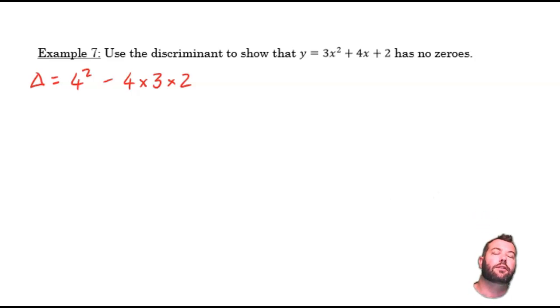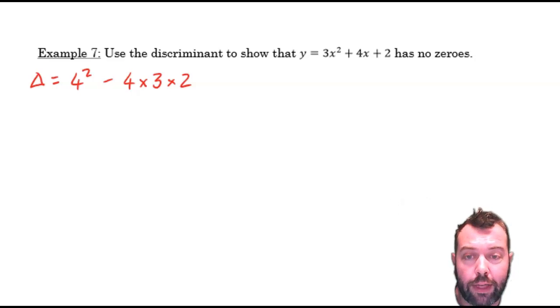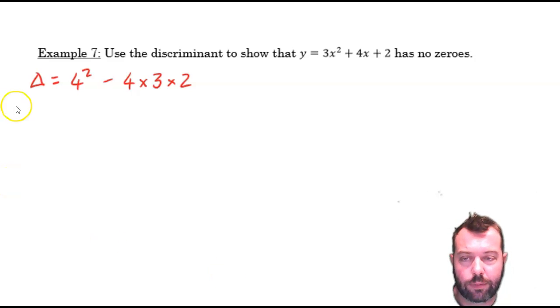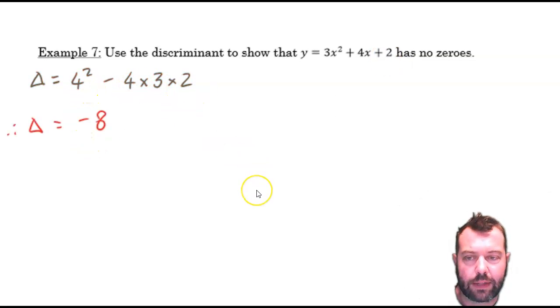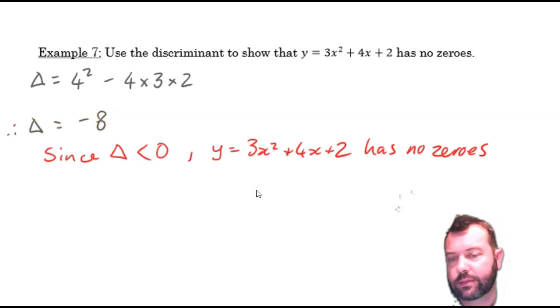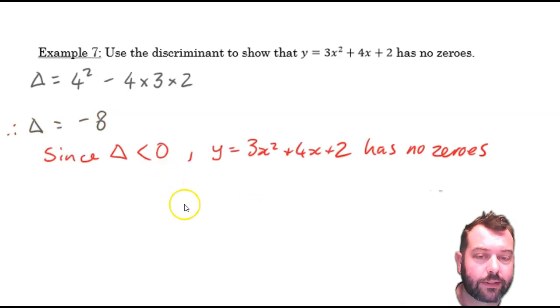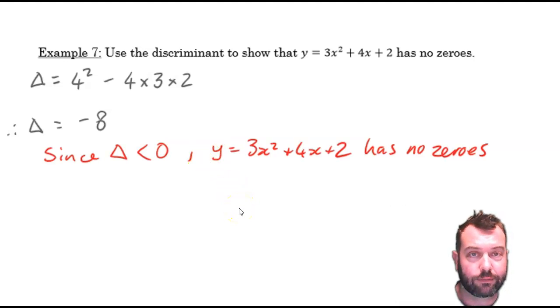Here's an example to show you how we might apply that. Use the discriminant to show this has no zeros. Our discriminant is b squared minus 4ac. So b equals 4, b squared minus 4 times a times c. 4 squared minus 24 is negative 8. And since our discriminant is less than 0, then our equation has no zeros.